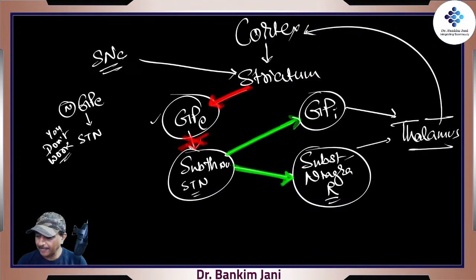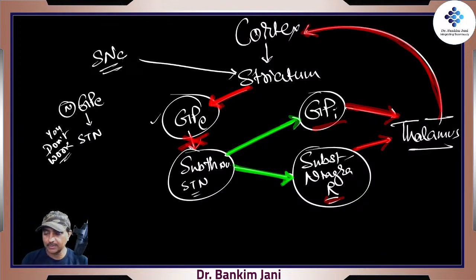GPI and substantia nigra reticulata then tell the thalamus, why get worried, don't work, relax. The thalamus is now under the control of both of them, and the movement stops.